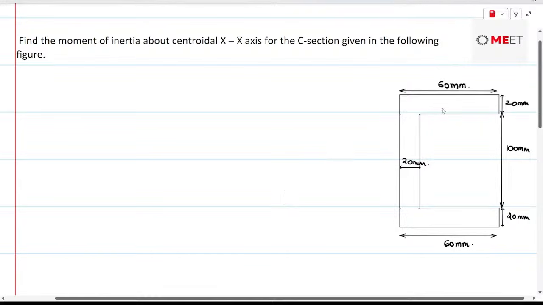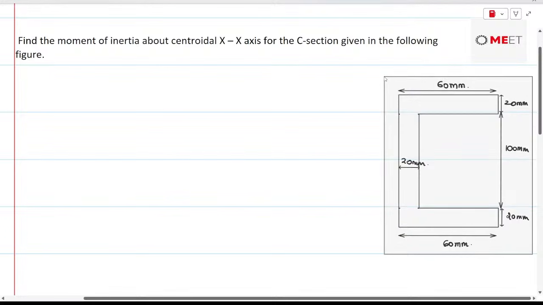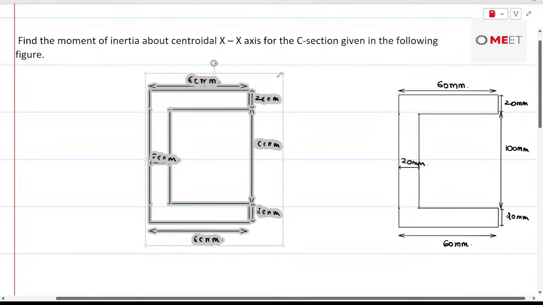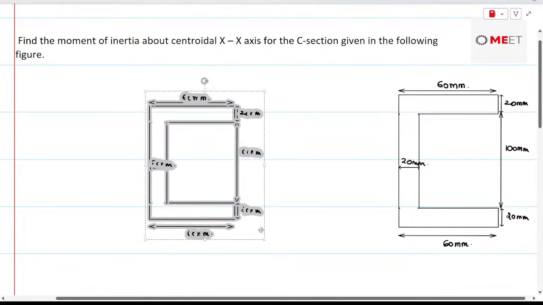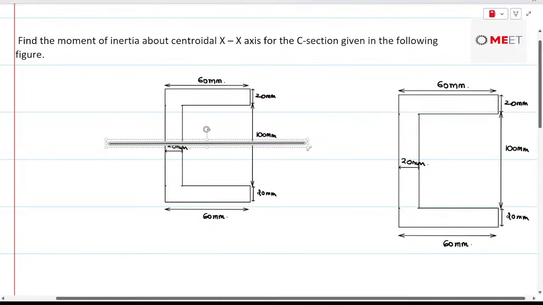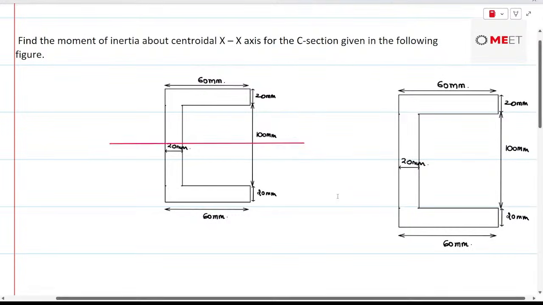In the question, it says the moment of inertia about the centroidal x-axis for the C section needs to be found out. If you observe the image thoroughly, you will find that the C section is symmetrical about the x-axis. So let me just draw the x-axis over here. It has symmetry about the x-axis, and we just need to recall the formulas of the moment of inertia of a rectangle. As there is a symmetry about the x-axis, you can recall or frame a logic over here. So let me just help you with that.